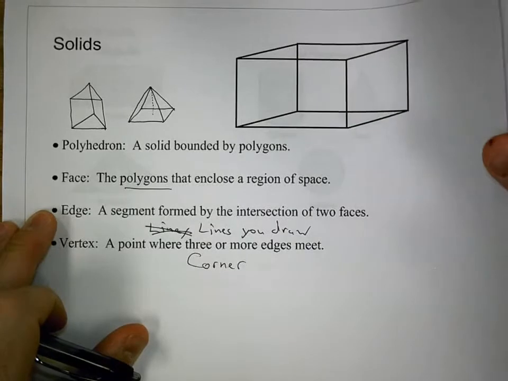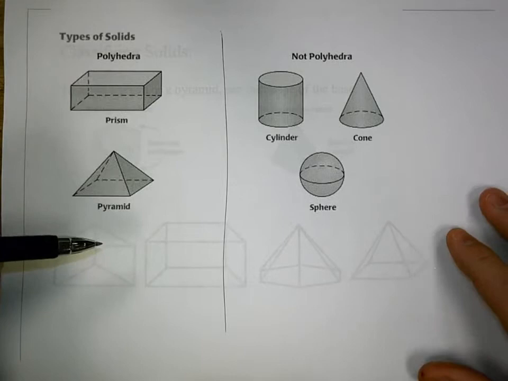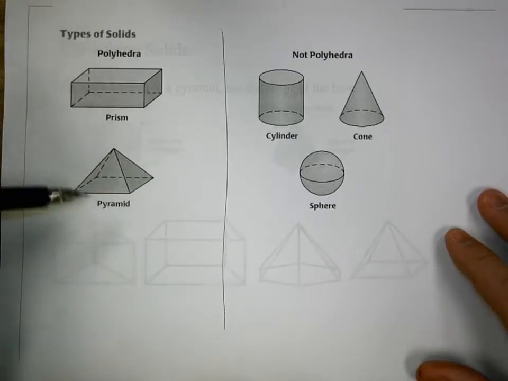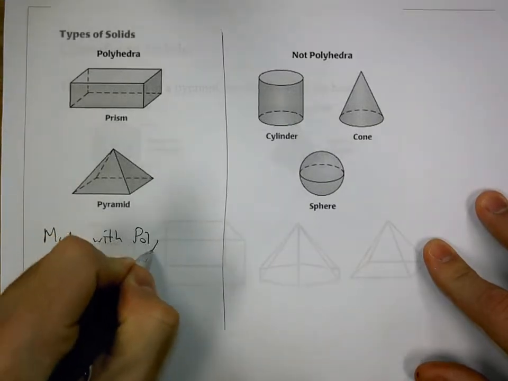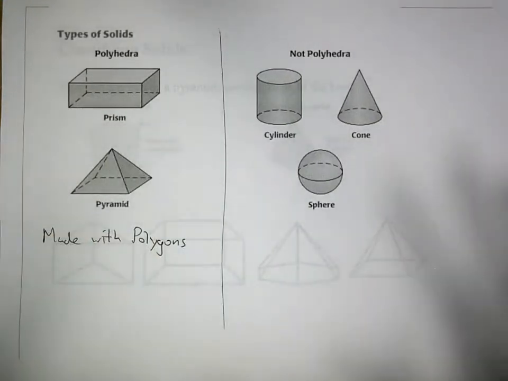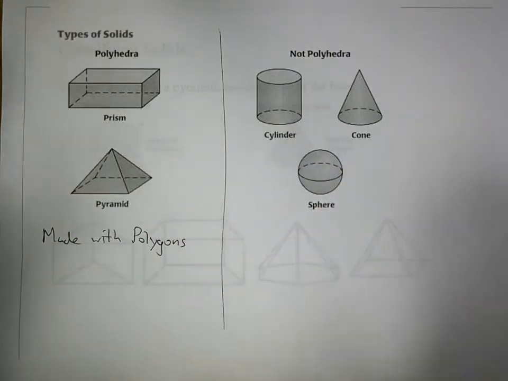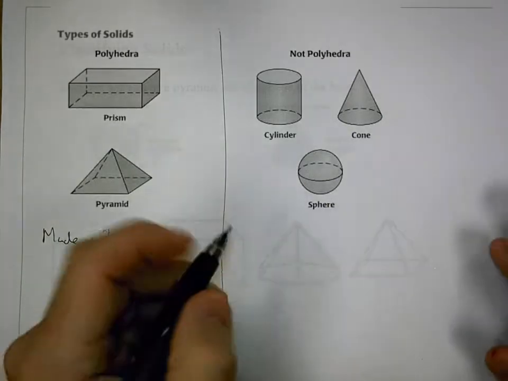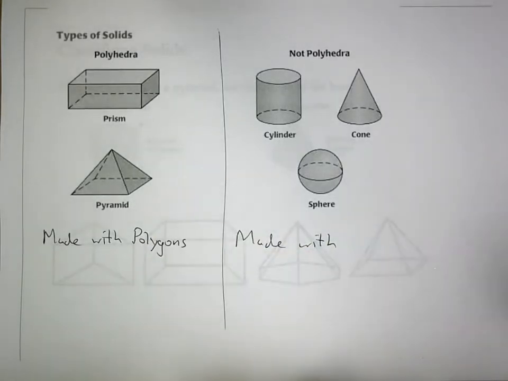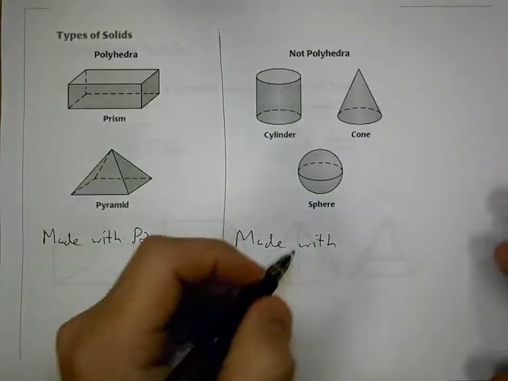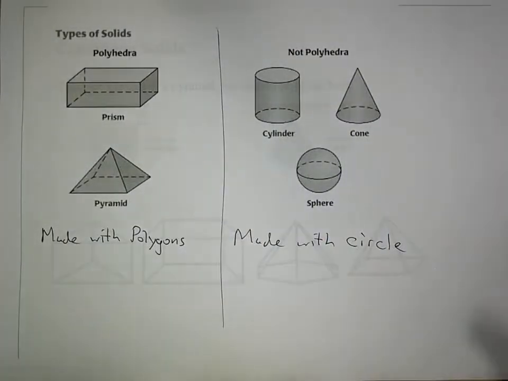Now, let's look at our types of solids. We've already mentioned polyhedrons, or the polyhedra, if we don't think of it as a singular. That's a prism and a pyramid. And these are all made with polygons. Now, I mentioned we could have it not made with polygons and made with circles. And that's where we have our non-polyhedra. Made with polygons, not made with polygons, made with circles. Now, they may have parts that happen to be still polygons. We're going to see that later with a cylinder. But the fact there's a circle in it shows it's not going to be a polyhedron.